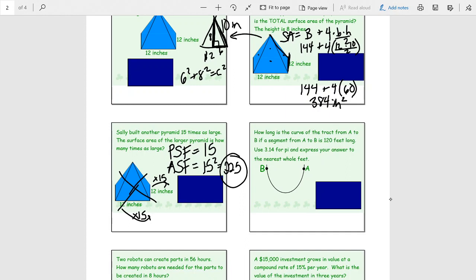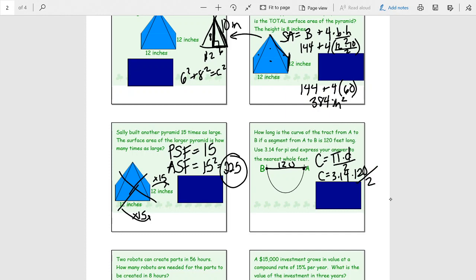All right, how long is the curve of the track from A to B if the segment A to B is 120 feet long? So this is 120. Use 3.14 for pi and express your answer to the nearest whole foot. So in this case, I basically want to know half of the circumference. This is a semicircle from A to B, so I want half of the circumference. So I'm going to do pi times diameter and then divide by 2. And I get 3.14 times my diameter of 120, and then we'll divide that by 2.